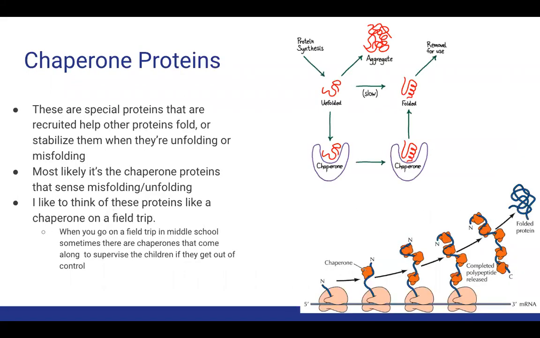So there's these proteins called chaperone proteins that help to recruit other proteins, fold or stabilize proteins when they're unfolded or misfolded. So it's most likely that the chaperone proteins are the ones that are going about and sensing the misfolding or unfolding. And this is kind of shown up here in this diagram.